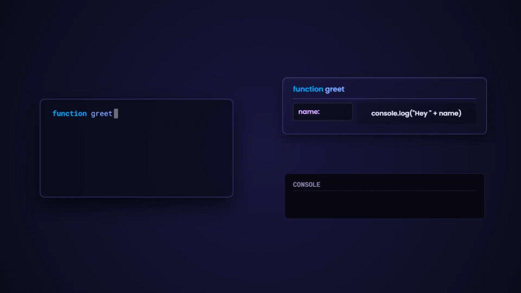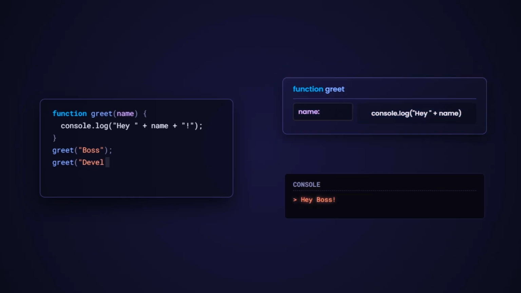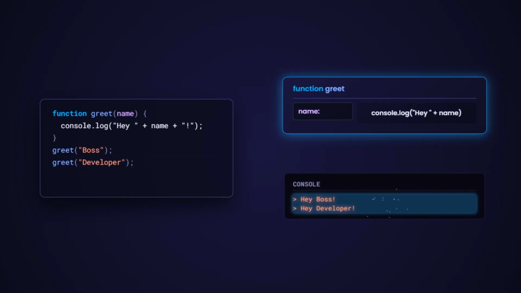Here's a super simple example of a function. So on the first line, I'm defining a function, giving it instructions. The function is called greet, and it takes one piece of information called name. Inside the function, it prints hey plus whatever name you give it. Then I call the function twice with different names. Each time, it does the same job, but with different input. That's the power of functions.